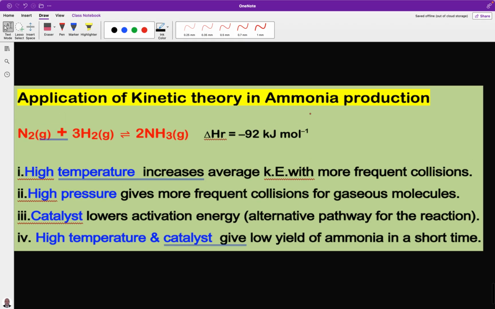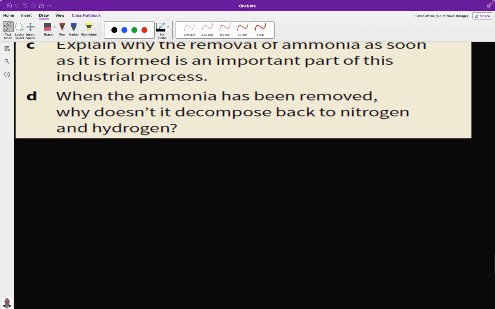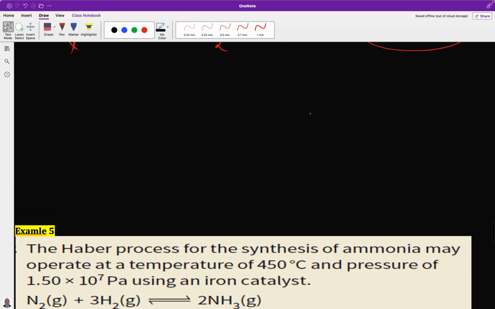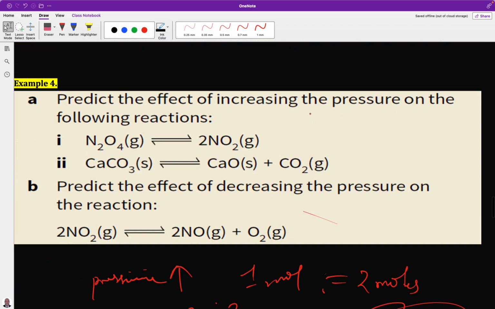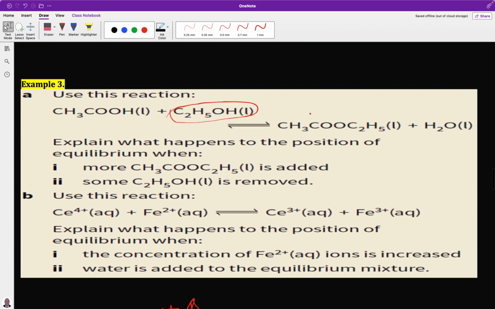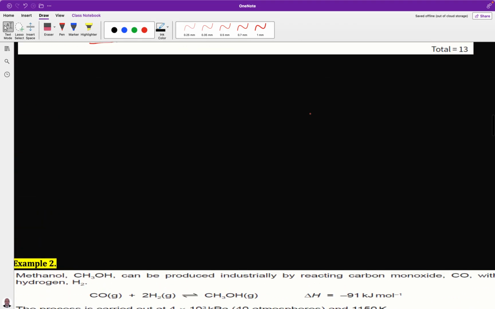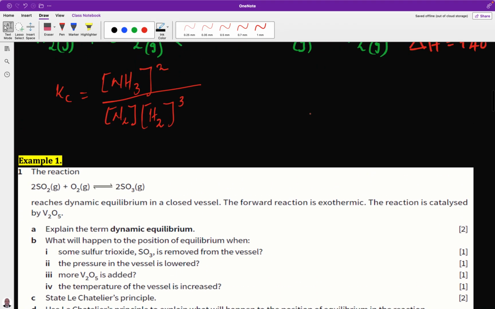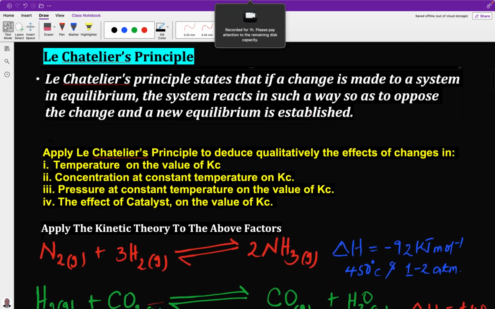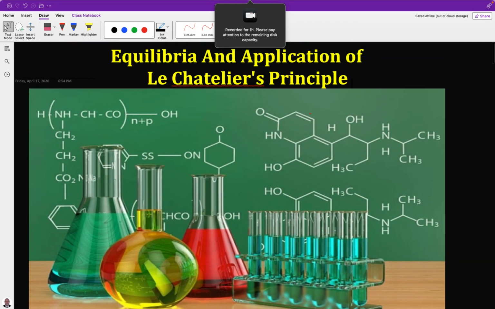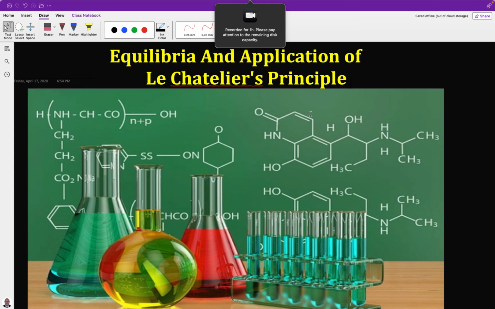So now you will be expecting similar questions in your exams. So learners, go solve more examples on equilibria and the application of Le Chatelier's principle.